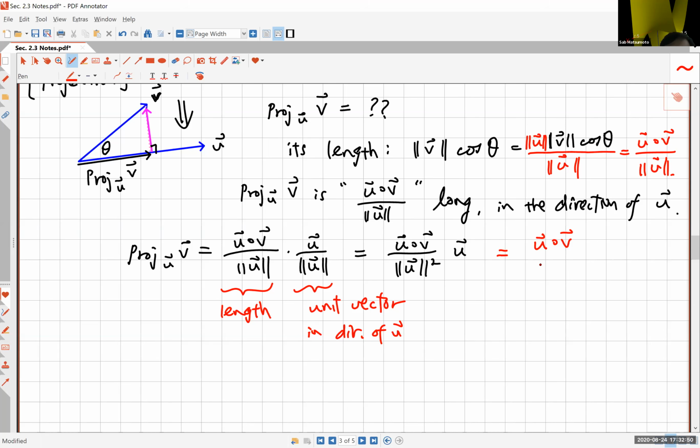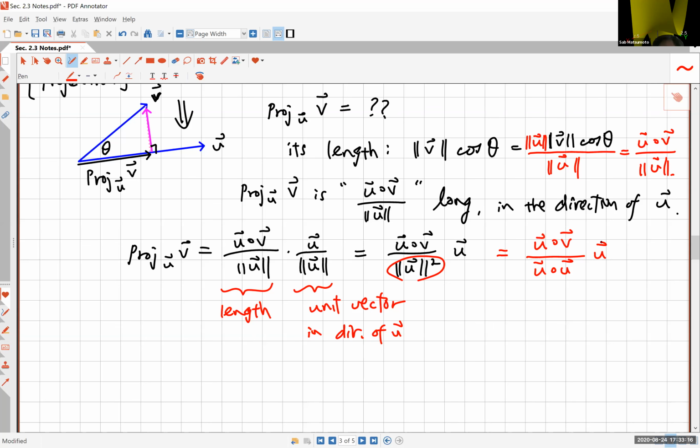The projection of v onto u is the u dot v, the dot product, divided by, and remember how else you can write this? Yeah, that's u dot u. And then u comes in here. Look, everything is u except one v that you see on the top. So what is the projection of v onto u? It is u dot v divided by u dot u times u.